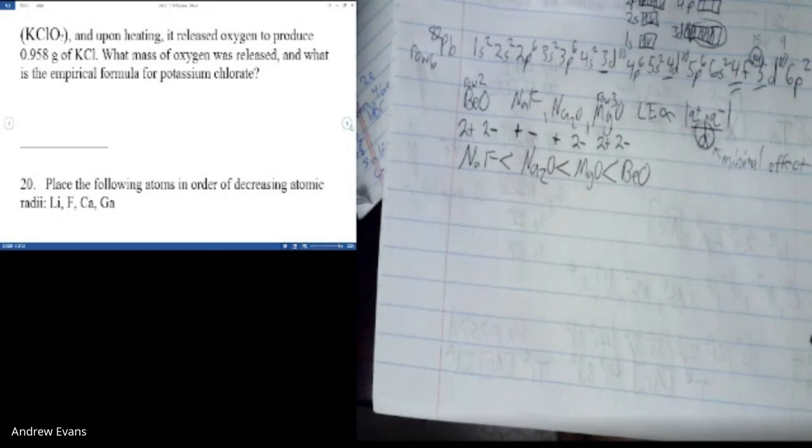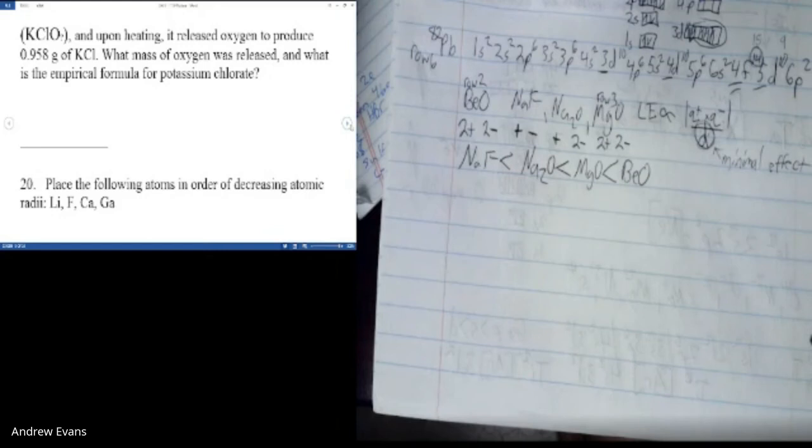617 divided by 16 is 0.0385 moles. And now let's look at KCl. We have 0.958 grams of KCl. K is 39, Cl is 35.45. So the molar mass is something like 74.45 grams per 1 mole.